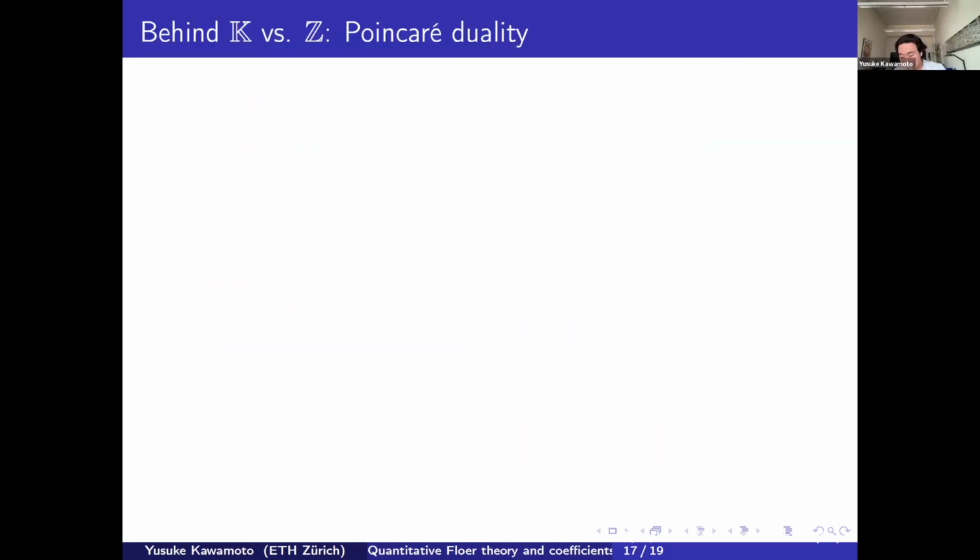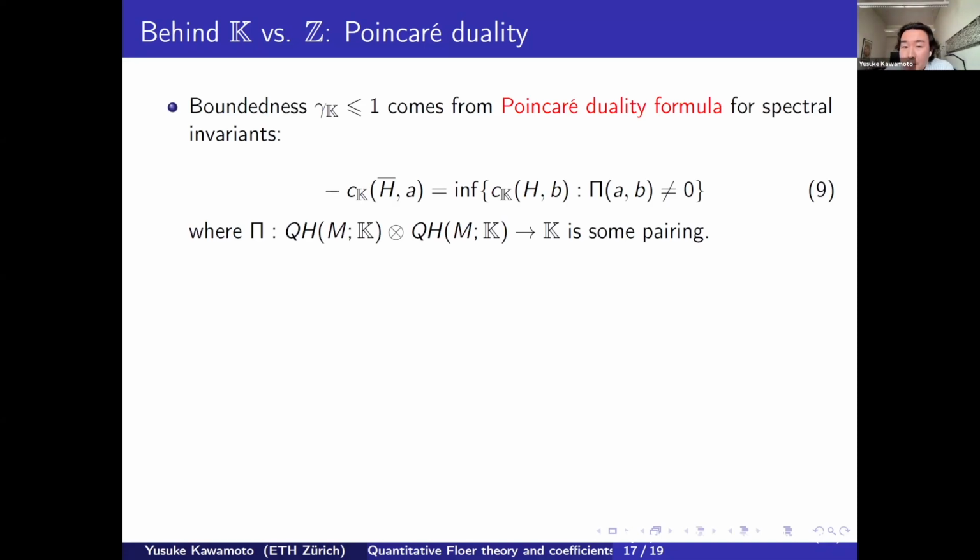So in the last couple of minutes, I want to tell you what is behind the contrast between field coefficients and Z coefficients. Okay, and the keyword is Poincare duality. First of all, the boundedness for fields comes from the Poincare duality formula for spectral invariants, which tells you basically that the spectral invariant for the inverse Hamiltonian H could be recovered by spectral invariants for H, by looking at this pairing on the quantum cohomology.